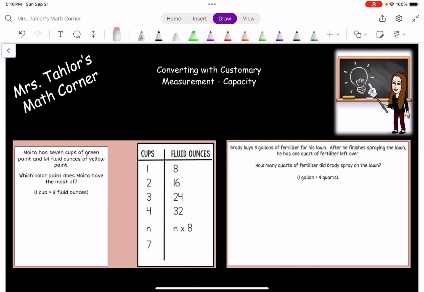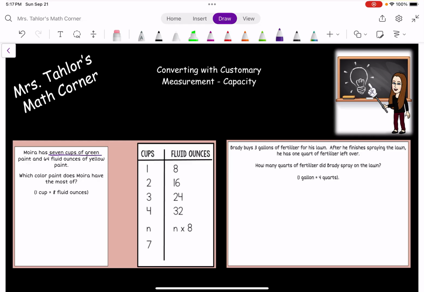Today we're going to be learning about converting with customary measurement using capacity. We'll start with our problem about Moira and her 7 cups of green paint. So, we're going to look at this problem and determine what's important. Moira has 7 cups of green paint.